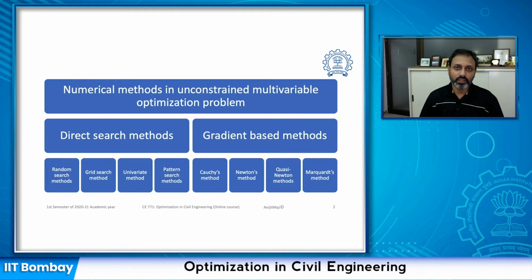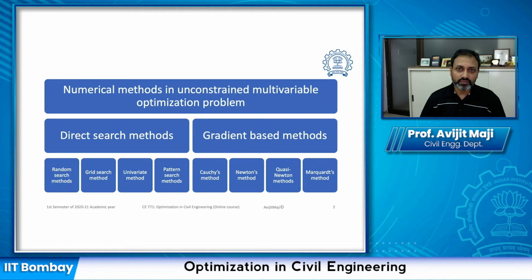Hello everyone, welcome back to Optimization in Civil Engineering. In the last lecture, we discussed the pattern search methods. In the pattern search methods, we discussed the Hooke-Jeeves method and Powell's conjugate direction method.